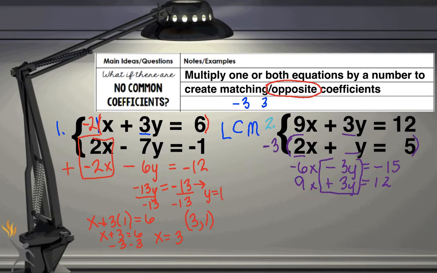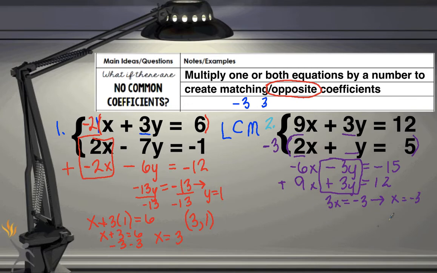I have two coefficients with different signs, so I'm going to set it up to add. -6 and +9 is 3x. And -3 and +3 cancel out. That's 0. And -15 and +12 gives me -3, leading me to an answer of x equals -3.